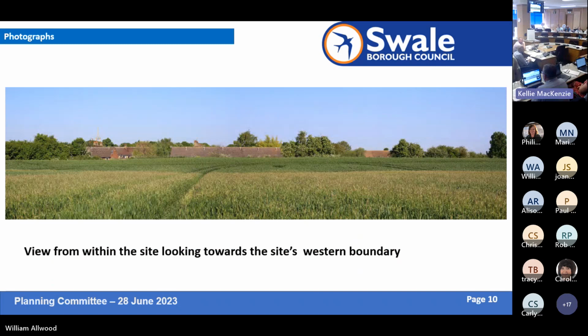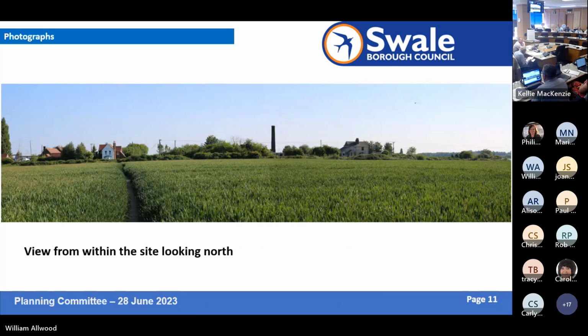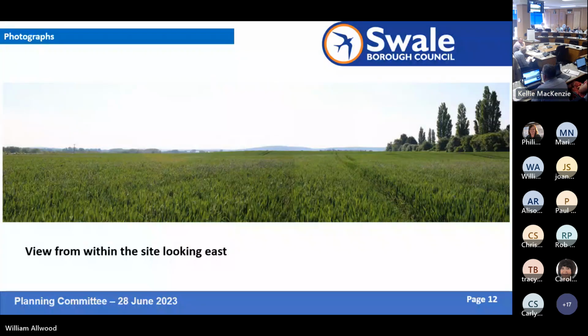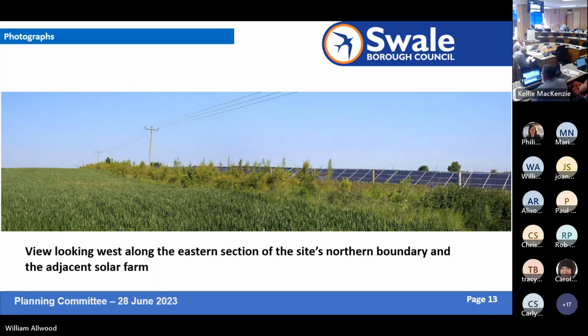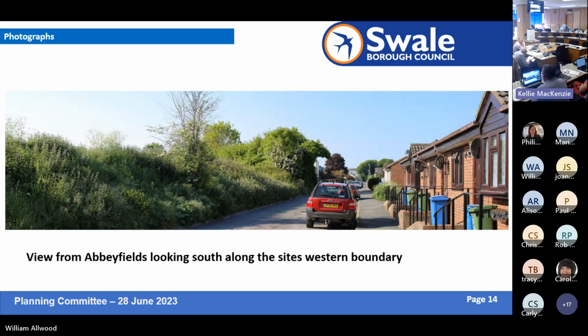View from the site looking towards the site's western boundary and the existing housing. View from the inner site looking north. View looking east. View along the northern boundary towards the solar farm, and looking south along the western boundary of Abbey Fields.